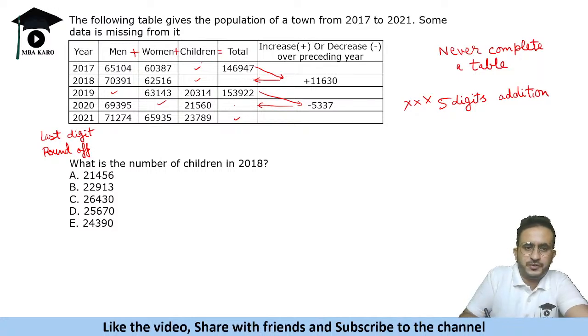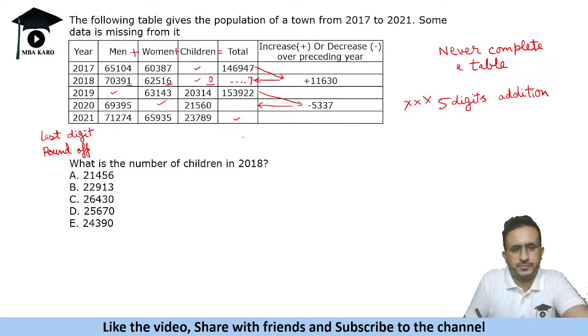Okay, so what we will do is, see, this is some 7 and 0. So the last digit will be 7. This is 1 plus 6, 7. So this last digit should be 0. So the first thing, we figured out that the last digit will be 0 here. So we can eliminate these two options.